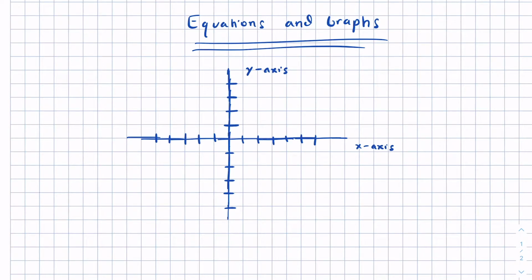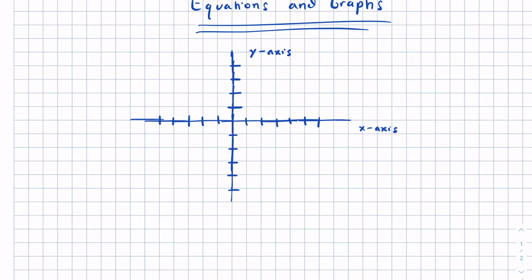Hey everyone, in this video I'll be going over how to graph linear equations onto a coordinate plane. It's first important to review how to plot points on a coordinate plane. This right here on your screen is a two-dimensional coordinate plane, meaning that there is a y-axis, which is the vertical line, and the x-axis, which is the horizontal line.